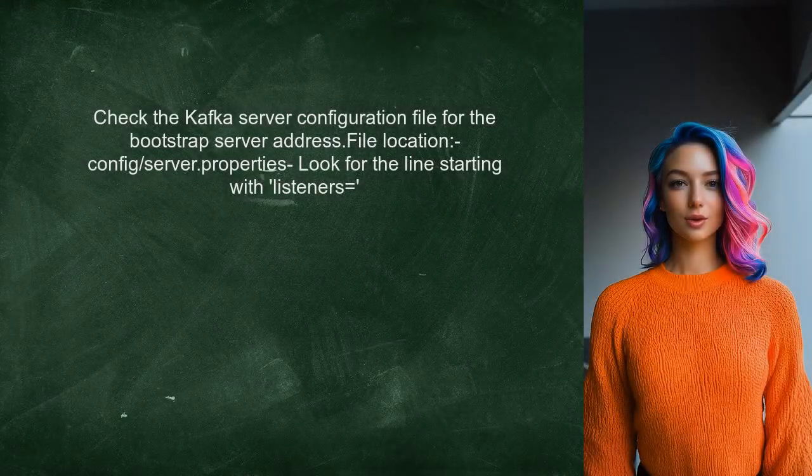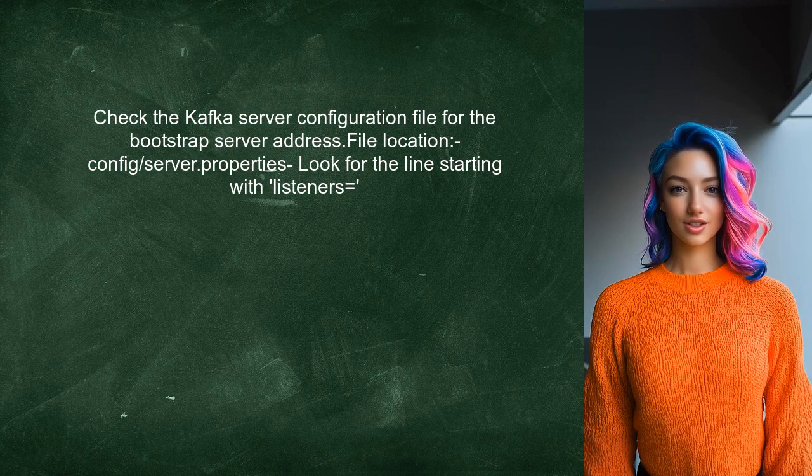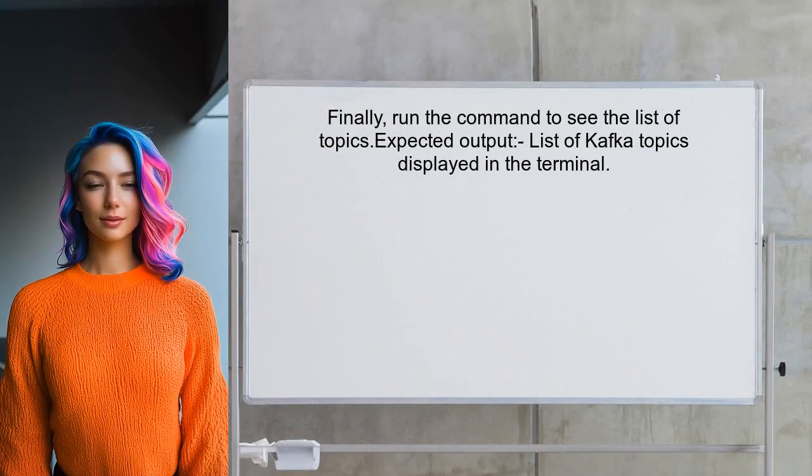If the user is unsure about the correct Bootstrap server address, they can check the Kafka server configuration file. This file contains the necessary connection details. Finally, after running the command, the user will see a list of all available topics in their Kafka instance. This confirms that they have successfully accessed the topics without Zookeeper.